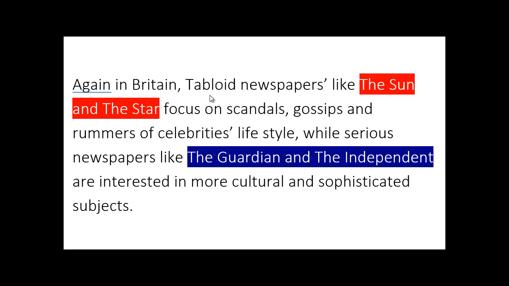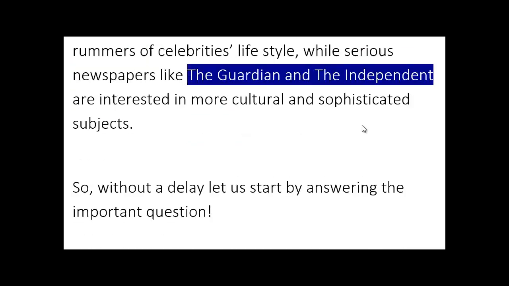In England, for example, in Britain, we have tabloid newspapers, which are like the Sun and the Star. They are interested in gossip and scandals and rumors about celebrities' lifestyle, while the Guardian or the Independent or the Times or the Telegraph are serious newspapers interested in serious issues and much more sophisticated culture subjects. So that depends on the nature of the newspaper. Tabloids will be talking about scandal, and headlines will be a little bit catchy, a little bit sexy. And if it's serious, like the Guardian or the Independent and Times, the headlines will be more serious. Yes, you got that?